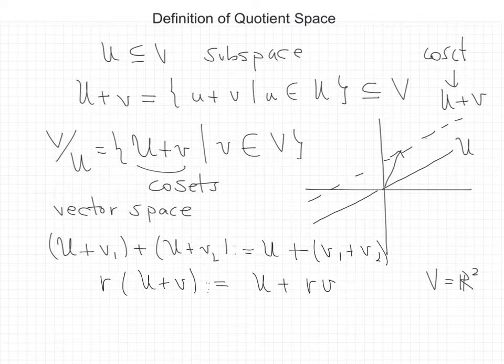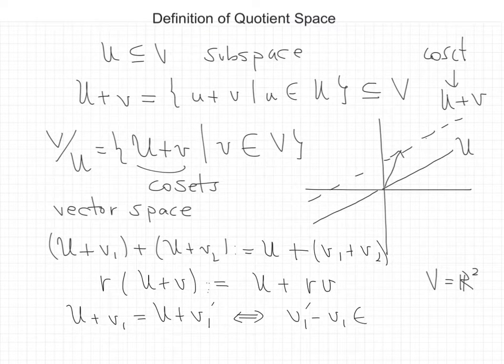And now you can sit down and prove that this makes sense. There's some work involved. For example, and that is the most important thing, the representation of cosets in the form U plus v is not unique. The element that I'm looking at, the vector in my vector space, is this set. And it might be represented in the form U plus v1 or in the form U plus v1 prime, let's say. And it will be if and only if v1 prime minus v1 is in the set U.